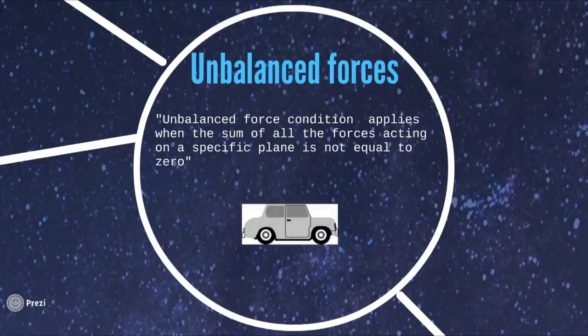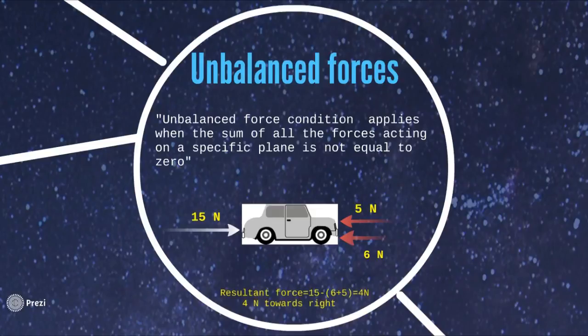There is this force of 50 Newton acting towards the right of this car exerted by the engine, and then there is a frictional force of 6 Newton acting on the car towards the left trying to oppose the motion, and there is also a 5 Newton force of air resistance trying to oppose the motion once again. But the force of 50 Newton acting towards the right is greater than the sum of forces acting towards the left, which is 5 plus 6 equal to 11 Newton. Thus, there is a resultant force of 4 Newton acting here towards the right.